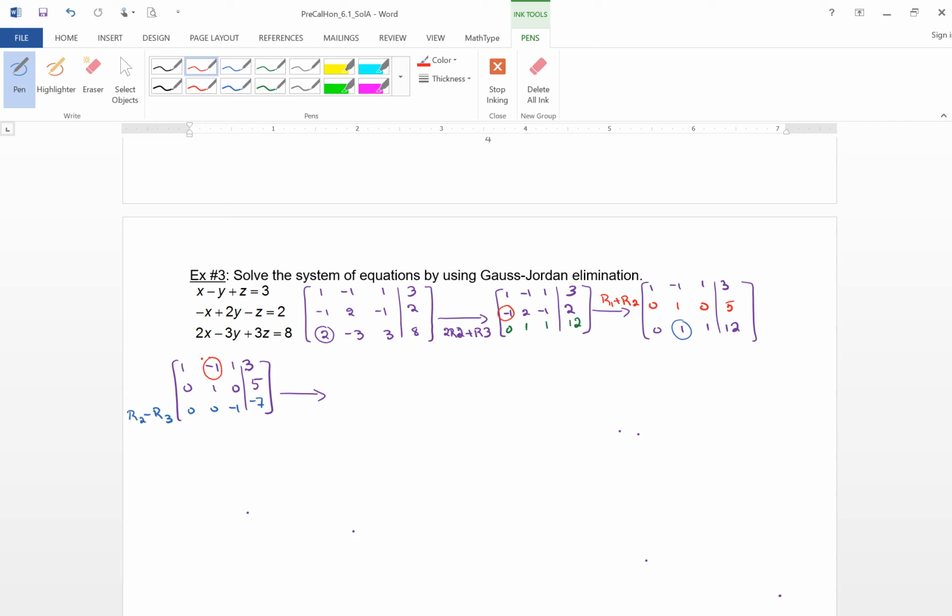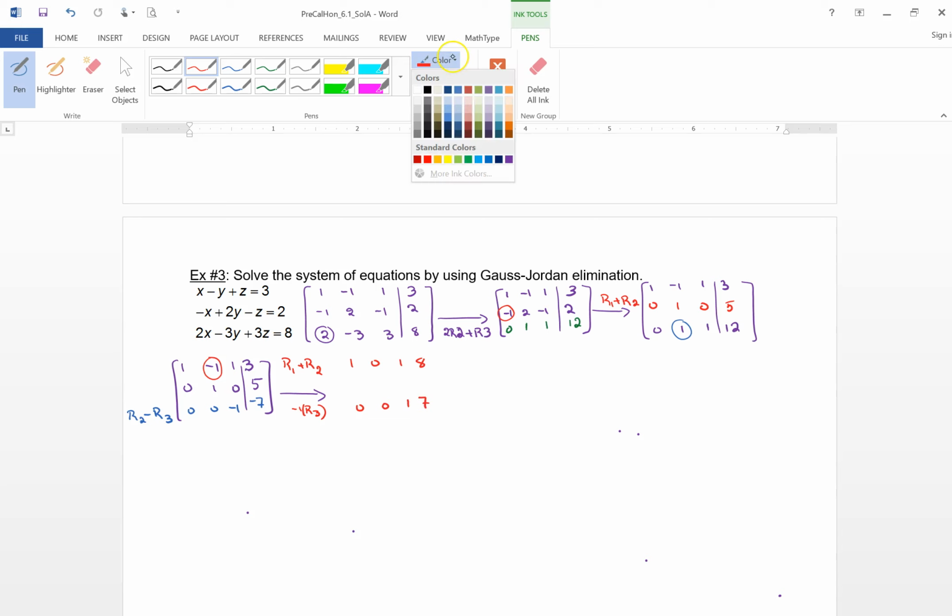I'm going in steps. So what I want to do is get a 0 here. I can do that by adding this and this, and that's fine because I won't have to reintroduce numbers anywhere. So I'm going to add R1 plus R2, and I'm going to get 1, 0, 1, and 8. Also, for row 3, I just want to divide by minus 1, or multiply by minus 1. Negative 1 times R3 gives me 0, 0, 1, 7.